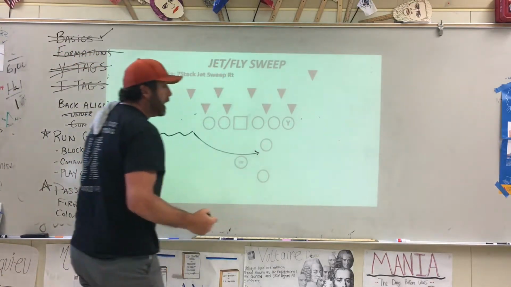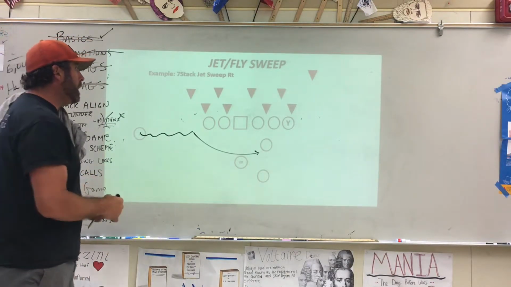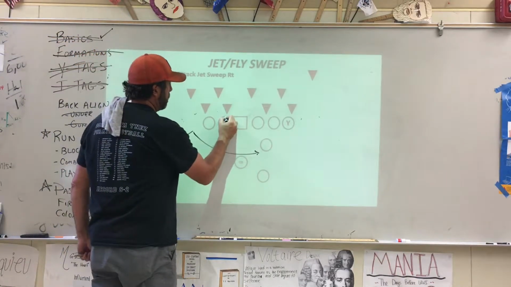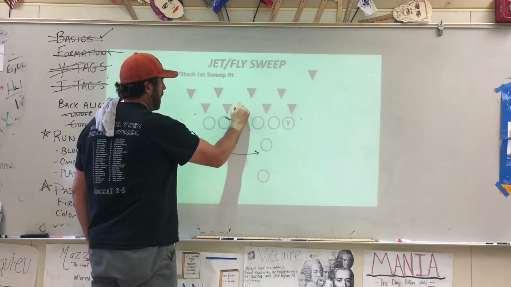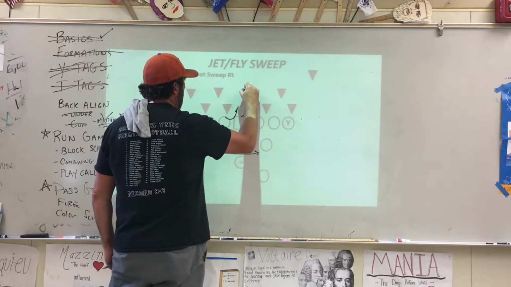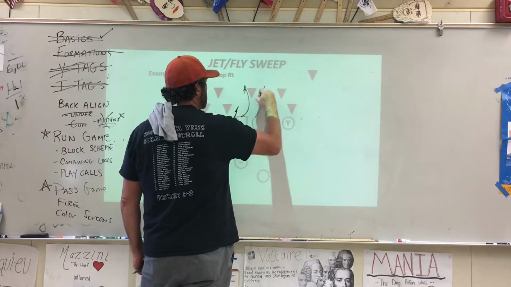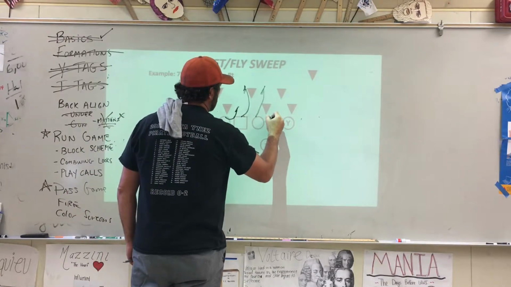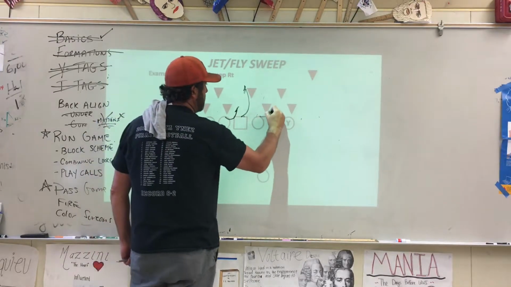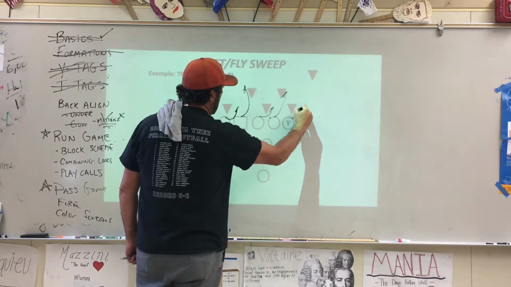All right, let's talk about blocking. We are blocking in a jet sweep right. We are blocking a gap to our right. All right? So this guy would get his butt over here and block this guy. This guy is going to start to climb up here and set up shop looking back this way. This guy is going to try to climb to this linebacker. If this guy can, he's going to try to climb here. This guy's going to climb to another backer. This guy has the most important block.